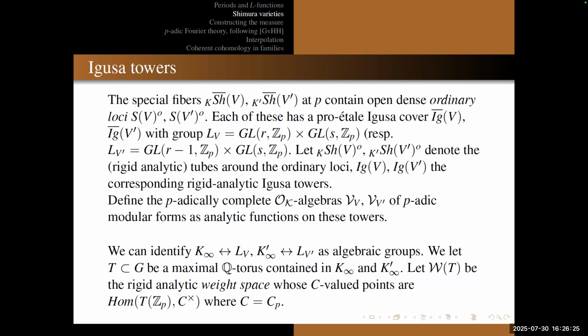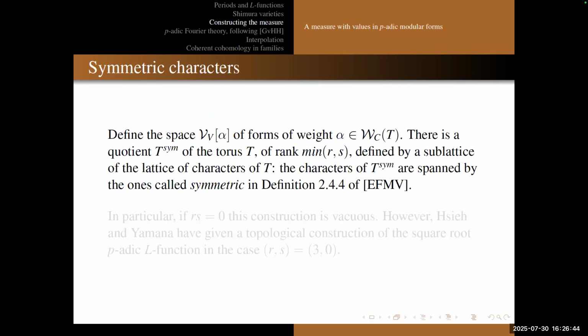All right. And so starting with this torus, we look at its Z_p points, and we define the rigid analytic weight space whose points valued in C_p are just continuous homomorphisms of this p-adic Lie group, the torus. And this allows us to define inside the ring of all p-adic modular forms the space of forms of a fixed weight alpha, where alpha is a weight, which could be an algebraic character, or it could just be a p-adic analytic character.